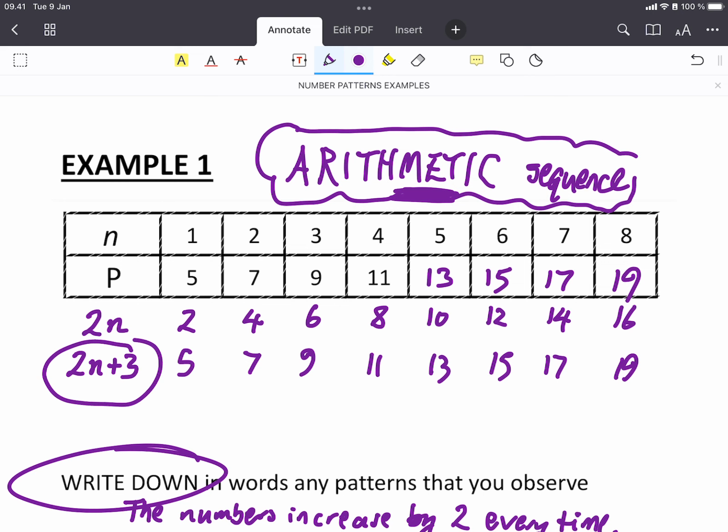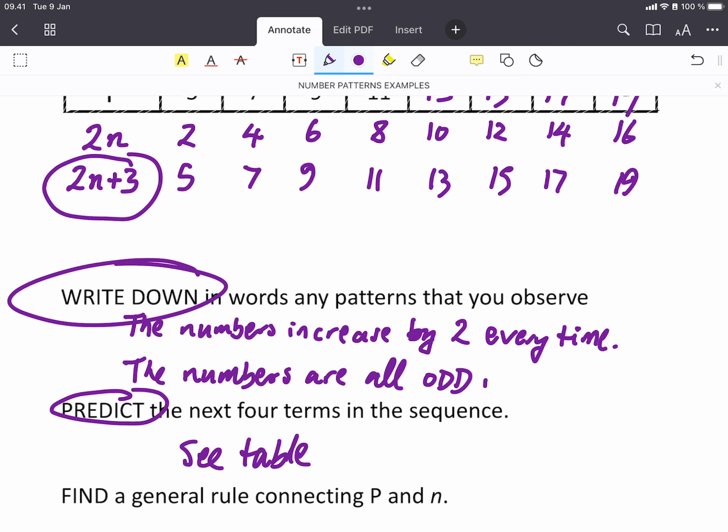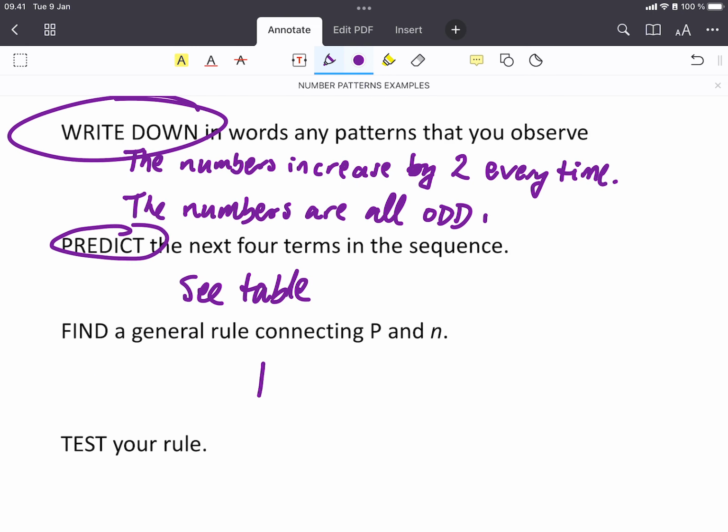So the rule is 2n plus 3. We need to write that down as an equation, P is equal to 2n plus 3.